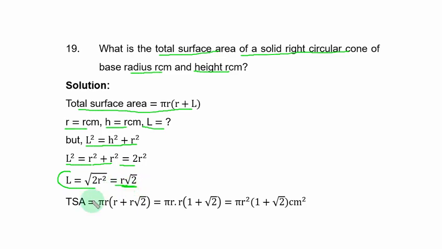Therefore, total surface area is equal to pi r, bracket open, r plus slant height, that is r root 2. From here, you can factor out r, you have it in this form. The r you factored out times pi r, you have pi r squared, bracket open, 1 plus root 2, bracket close, square centimeters.